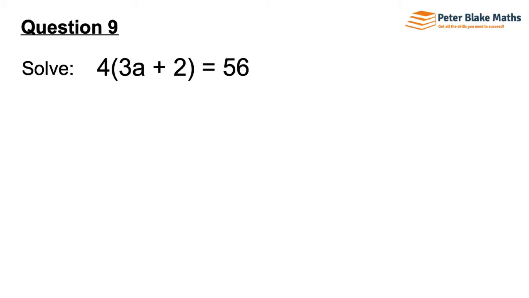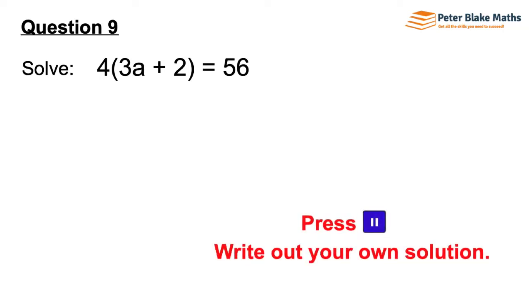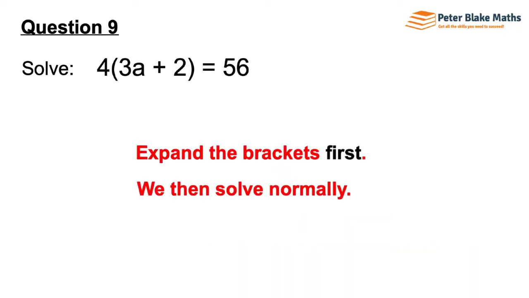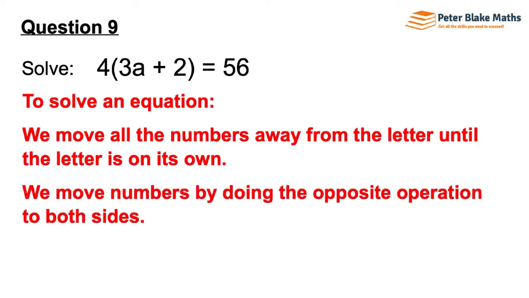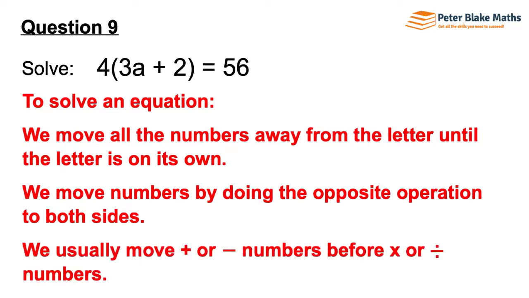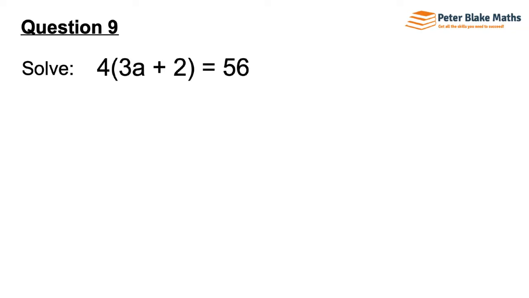Question 9. Solve 4 outside of 3a plus 2 equals 56. We'll expand the brackets first, then try and solve normally. We solve by moving all the numbers away from the letter until the letter's on its own. We move things by doing the opposite to both sides. And we usually move plus or minuses before multiplies or divides.